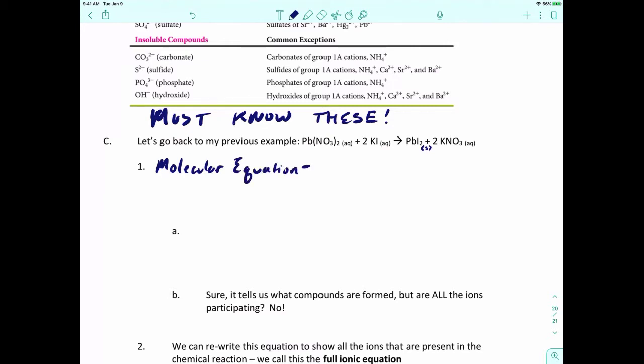Now, in a molecular equation, we write the formulas of the compounds as if they don't break apart, as if they don't dissociate.